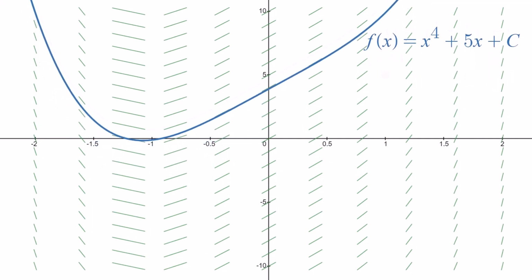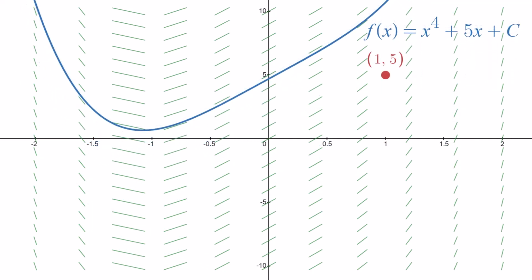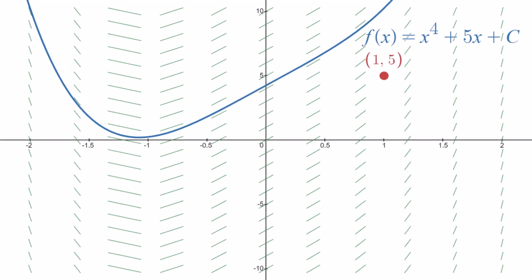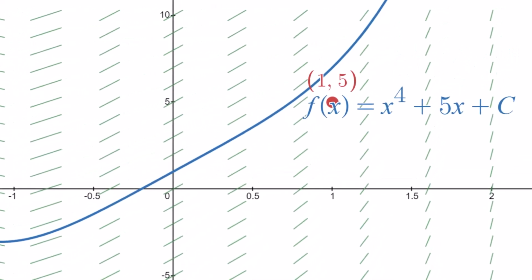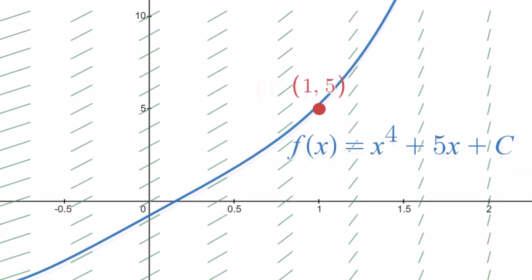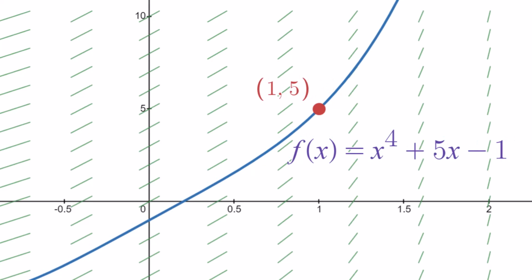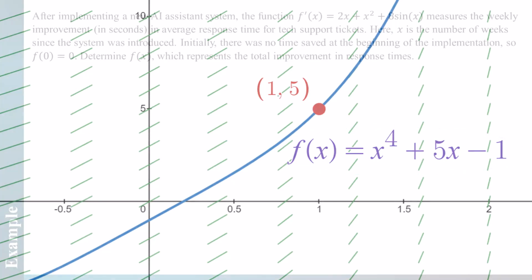In the previous example, we knew that the graph of f of x passed through the point (1, 5). Now there is only one antiderivative whose graph passes through the point (1, 5). This is the antiderivative corresponding to c equals -1. So the specific antiderivative is f of x equals x to the fourth plus 5x minus 1.